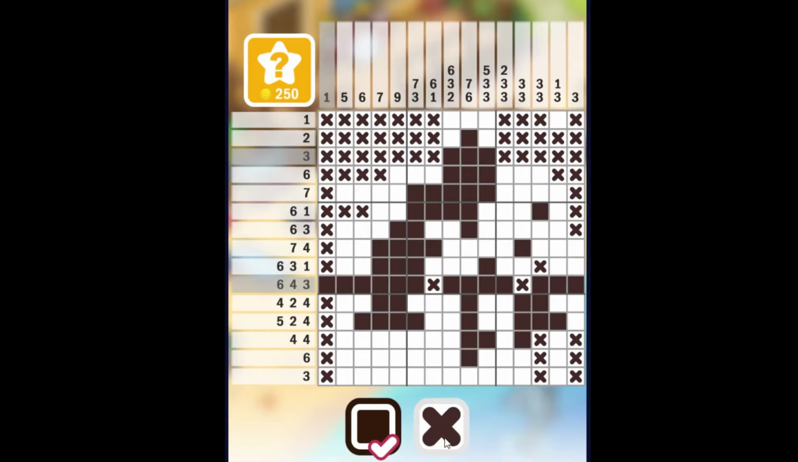Here's the second 3 here, and the first 3 has to be 1, 2, 3, and boxed in on top. This has to be one of the 3s. It can't be the 2. It's too far down, but I don't know which way it's going to go, so we'll leave that for now.